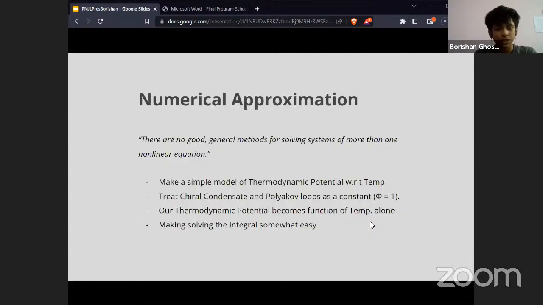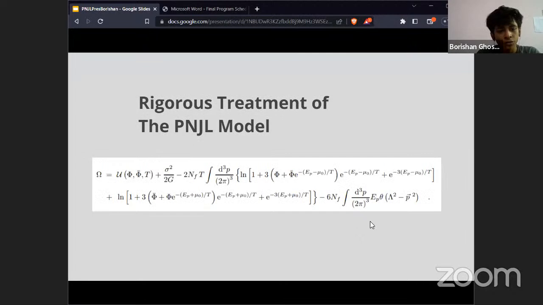There is a problem with this approach, which is that there are no good general methods for solving systems of more than one nonlinear equation. This is a quote from the book Numerical Recipes, widely regarded as a standard for numerical analysis of this sort. So how do we tackle this problem? We make a simple model of thermodynamic potential with respect to temperature. We see that a lot of these complexities stem from phi, the Polyakov loop. And we already know that at high temperature regimes, phi approaches 1. So why not set phi equals 1 and see where this goes?